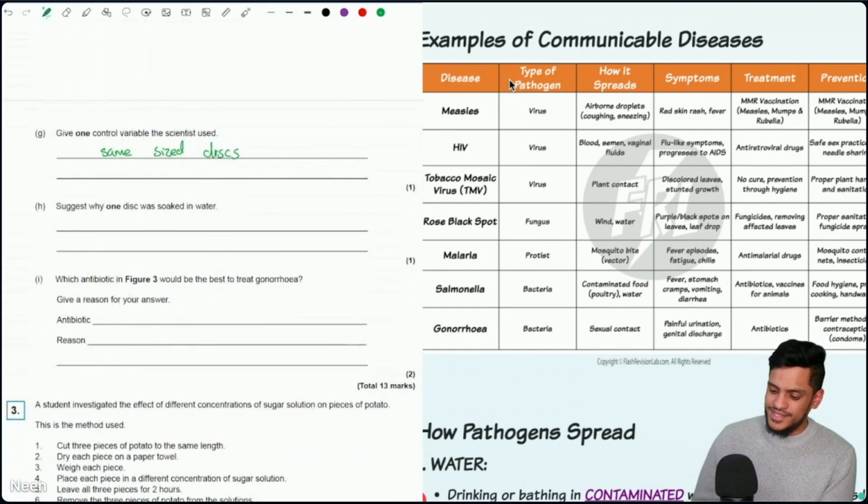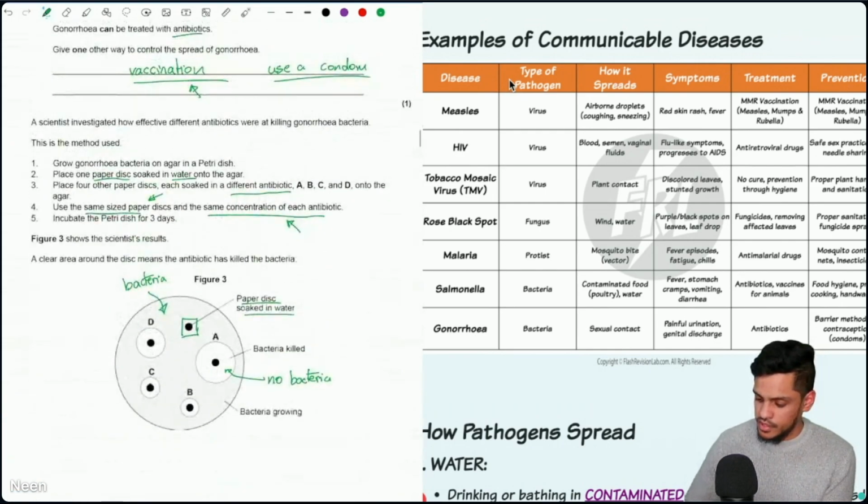Suggest why 1 disc was soaked in water. Anyone know why we did that? Remember, that's the one that didn't produce a circle around it. That's this one here.